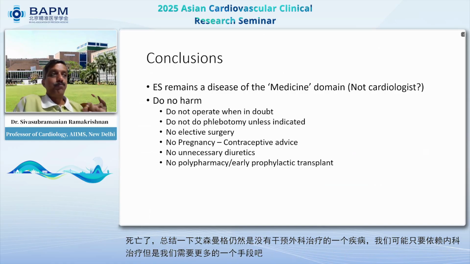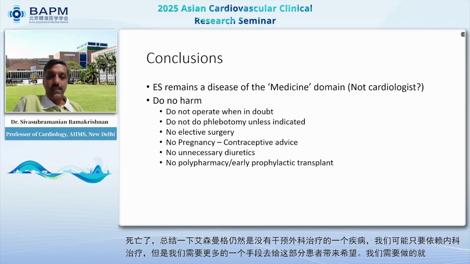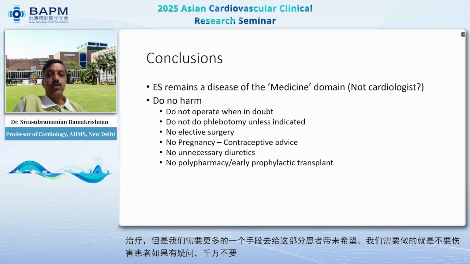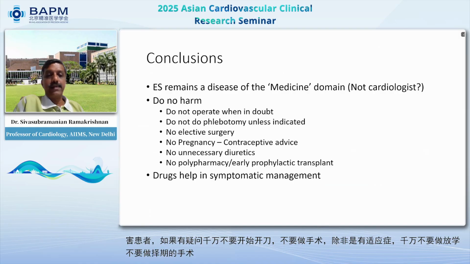What we need is, first of all, we should do no harm. Do not operate when in doubt. Do not do a phlebotomy unless indicated. No elective surgeries, no pregnancies. You just give them contraceptive advice. No unnecessary diuretics, no polypharmacy, or early prophylactic transplant.